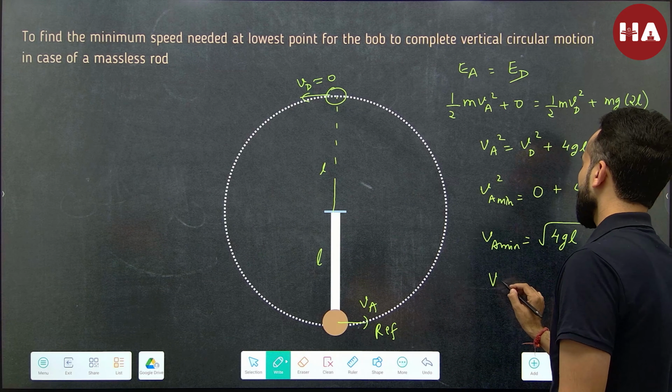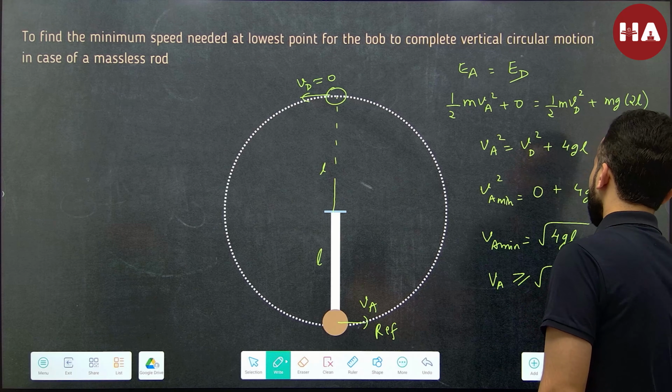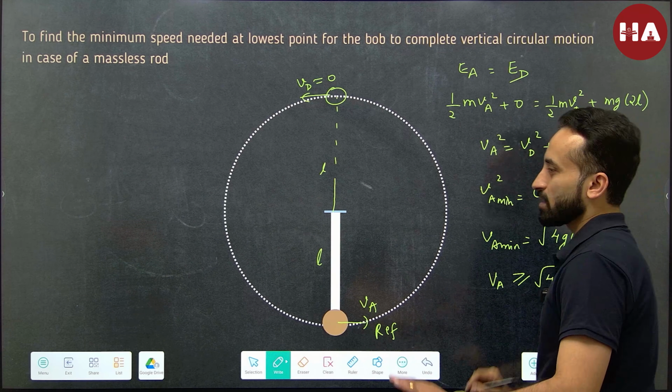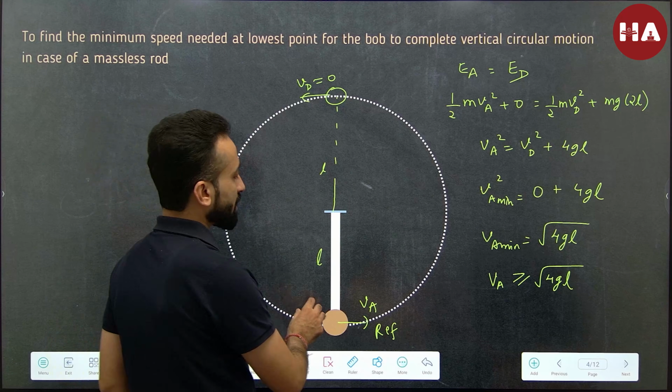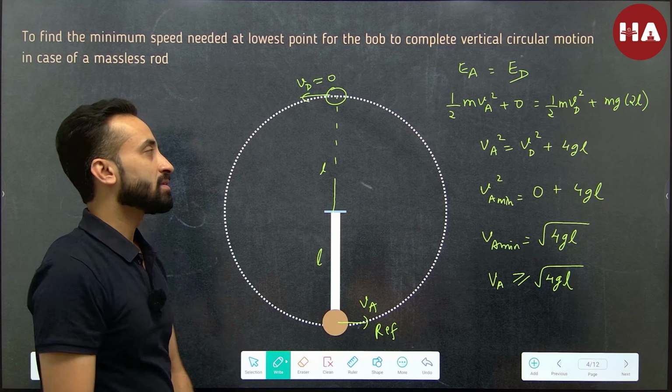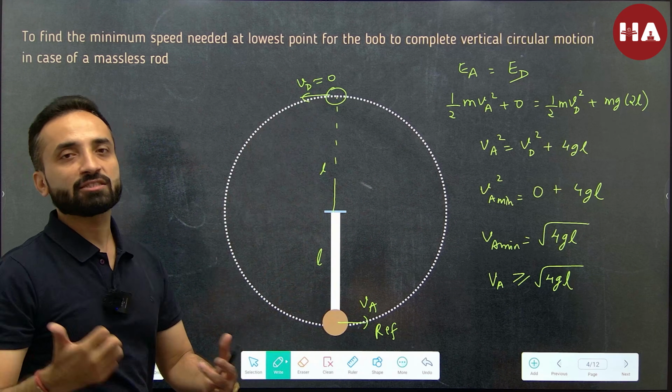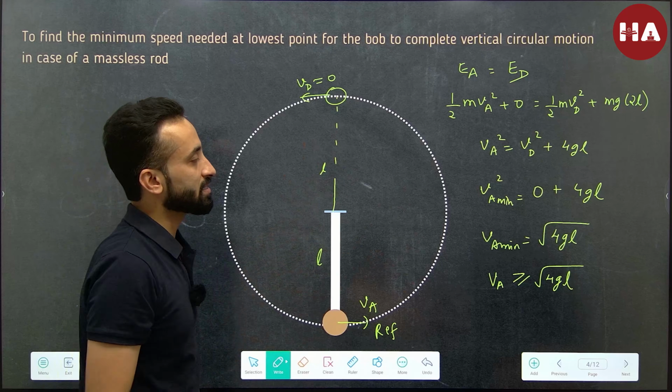Or we can say that VA should be greater than or equal to root 4gL. There's no problem with providing a velocity more than root 4gL. But if you provide anything less than root 4gL, then it won't be able to reach the highest point and it will turn back, isn't it?